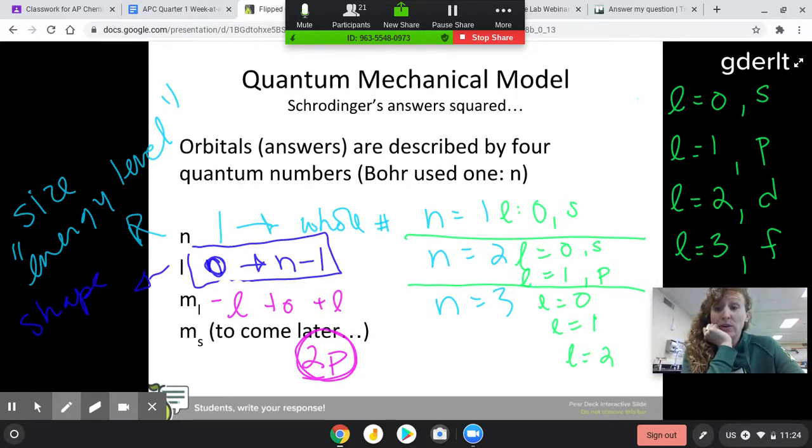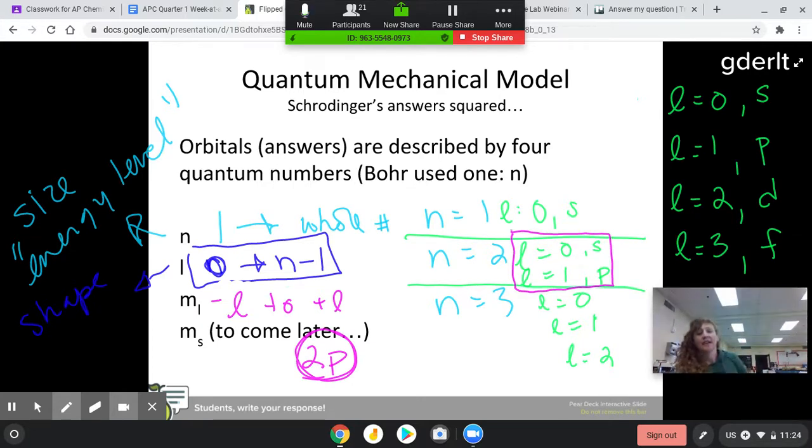Okay, so for these values, let's take these two values. I want to give you a chance to think before I walk you through it. So think, maybe talk amongst yourselves. What are possible M sub L values for L equals 0 in the second energy level? And what are possible M sub L values for L equals 1 in the second energy level? Okay, I'll give you a minute and go.